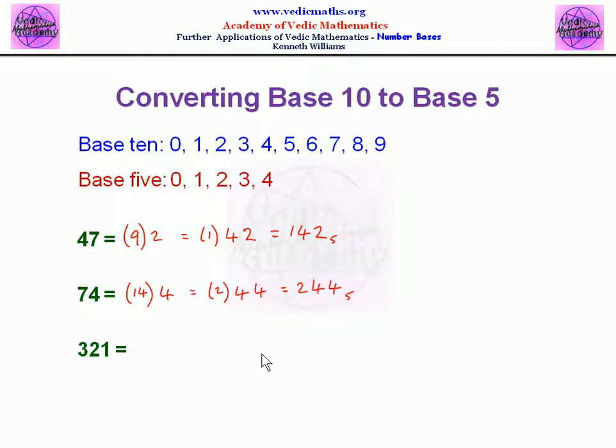One more example, 321, convert to base 5. How many 5s in 321? Well, 6 5s are 30, so there's 2 left over. 21 divided by 5 is 4, with 1 left over. So now we divide 5 into 64. 5 12s are 60, so it's going to be 12, remainder 4, and then the 1 on the end. Now 5 into 12 is 2, remainder 2. 2, remainder 2, and then 4, and then 1. 2, 2, 4, 1.